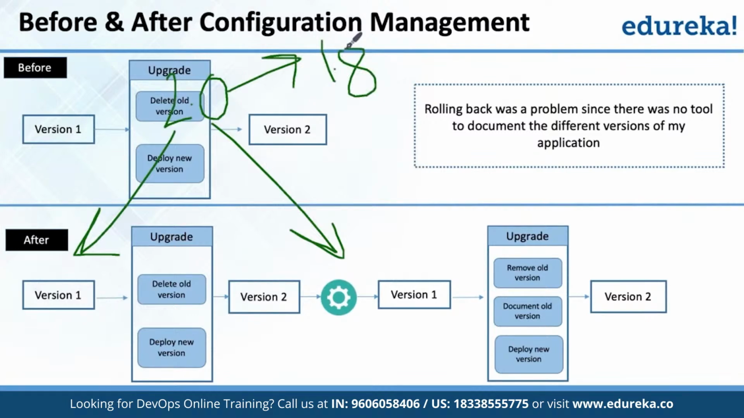Very difficult. You would have to write a script to first uninstall Java 2.0, then deploy 1.8 again. It is a tedious task, and it may go for a restart, all those things. But with a configuration management tool, with one line of code, we can simply do a rollback. So that is another good thing we have with the configuration management tool, rollouts and rollbacks.